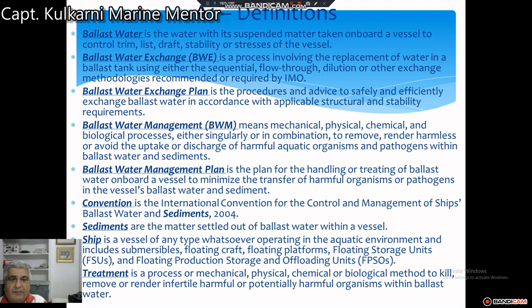Ballast water management plan. The plan for handling and treating ballast water on board to minimize the transfer of harmful organisms or pathogens in the vessel's ballast water and sediment. But this will also cover the stability of the vessel.